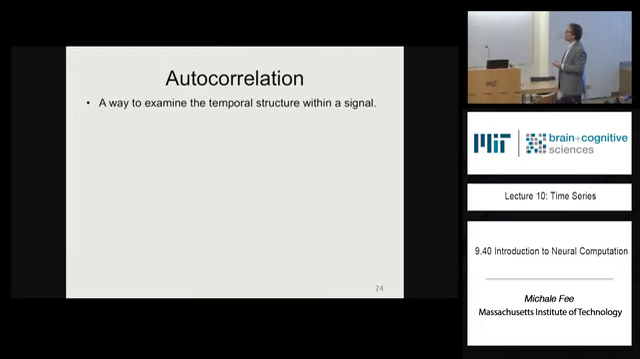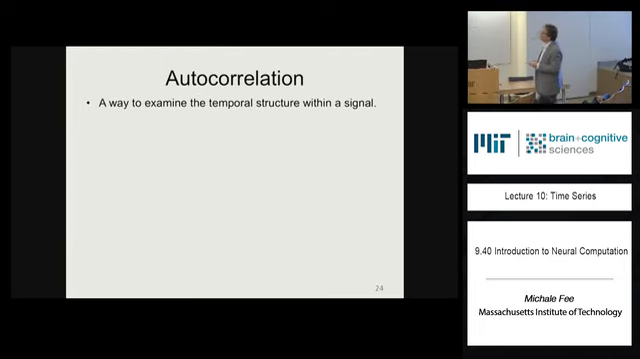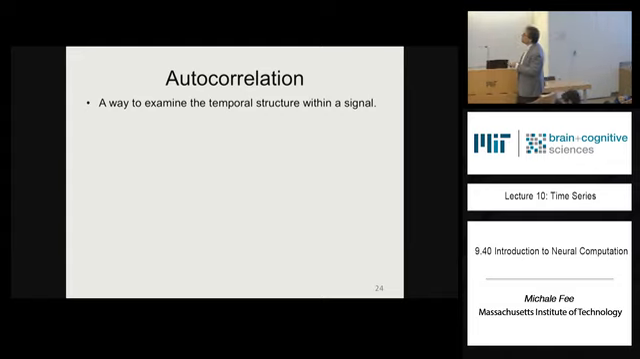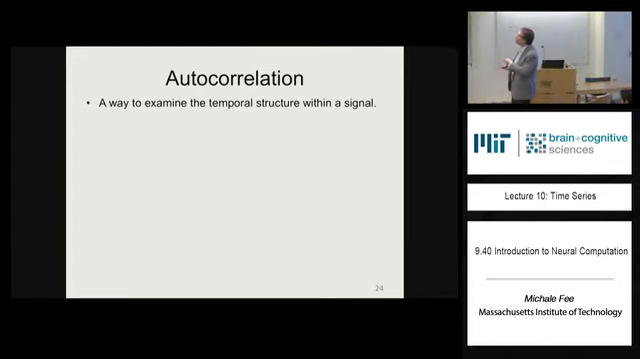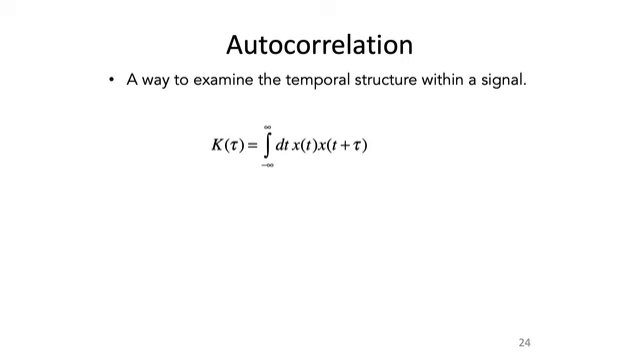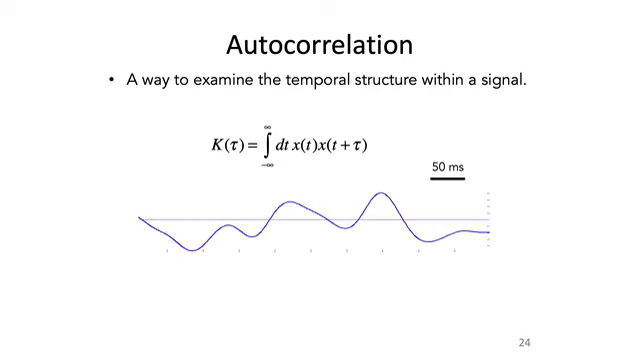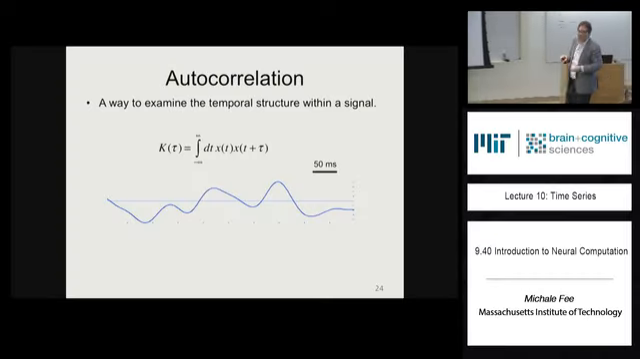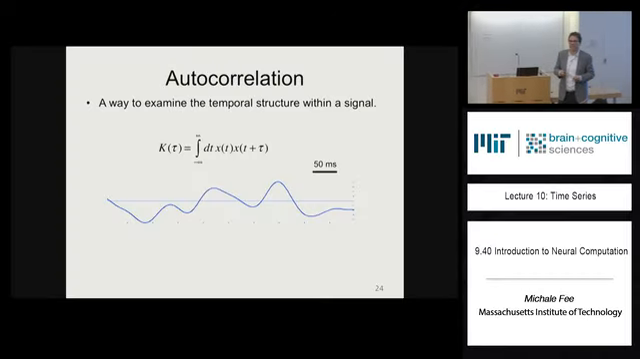So let's see how that's useful. An autocorrelation is a good way to examine temporal structure within a signal. If we take a signal, x, and we calculate the cross-correlation of that signal with itself, here's what that looks like. Let's say we have a signal that has slowish fluctuations on a 50 or 100 millisecond time scale.